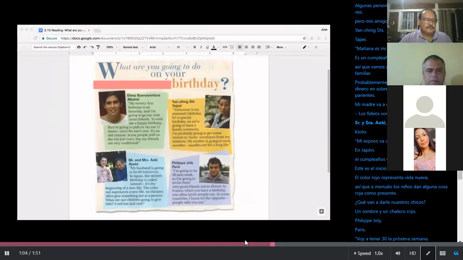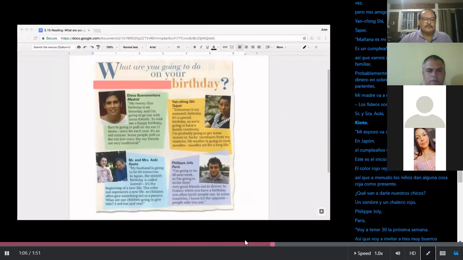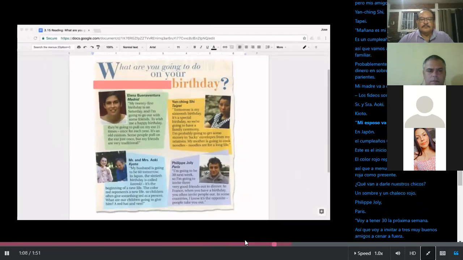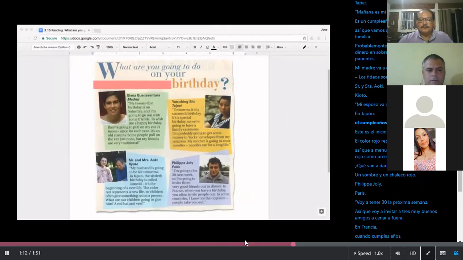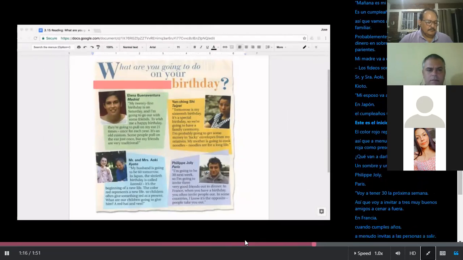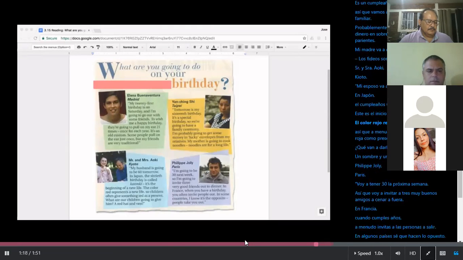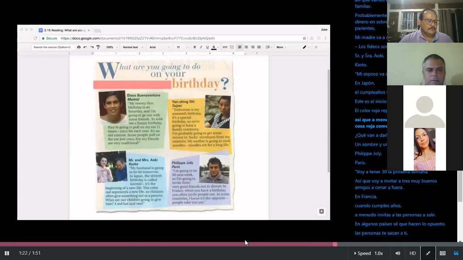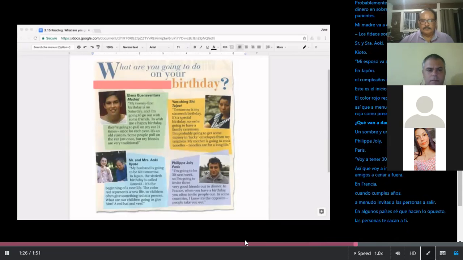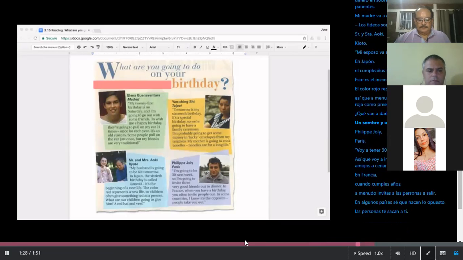Mr. and Mrs. Aoki, Kyoto. My husband is going to be 60 tomorrow. In Japan, the 60th birthday is called Kandeki. It's the beginning of a new life. The color red represents a new life, so children often give something red as a present. What are our children going to give him? A red hat and vest.